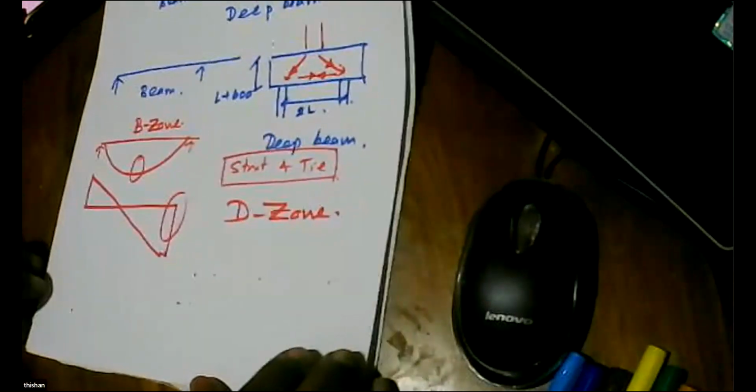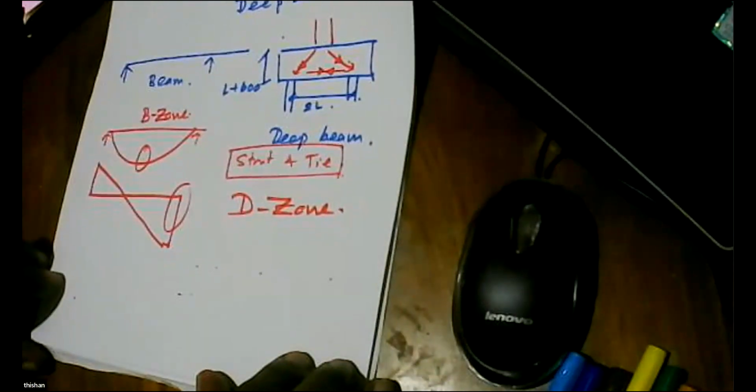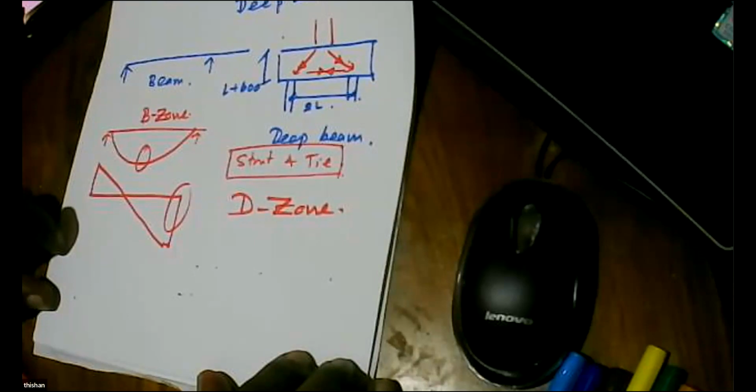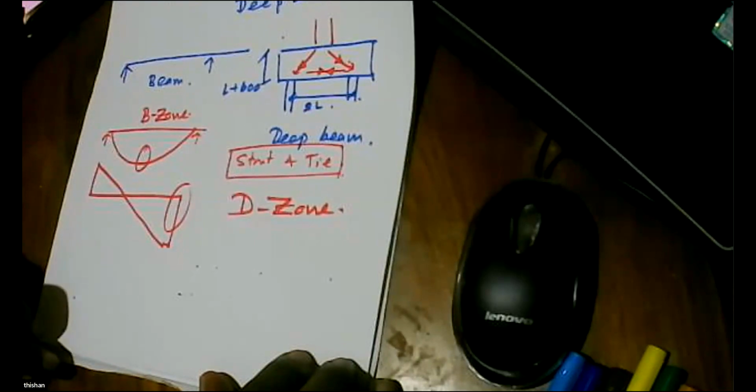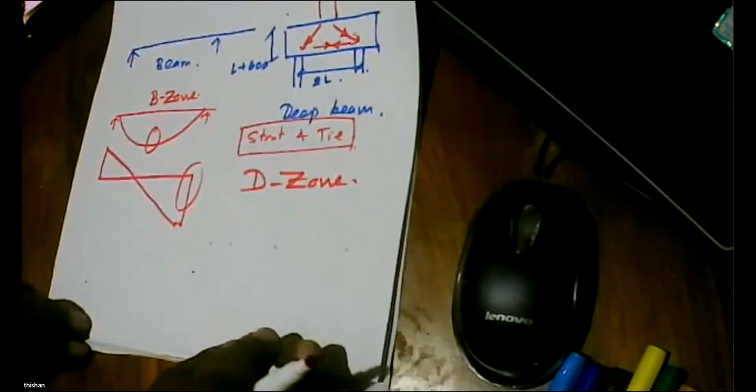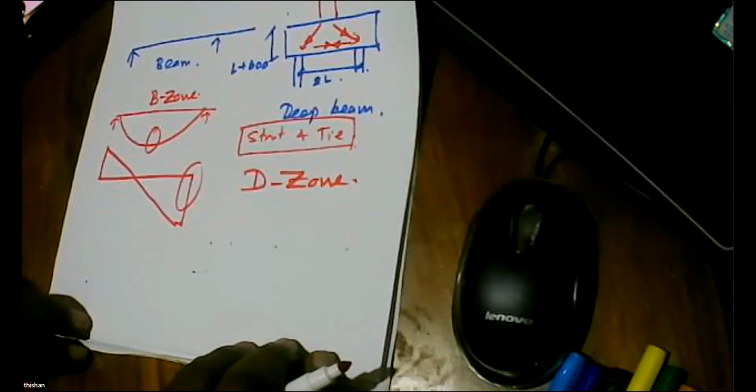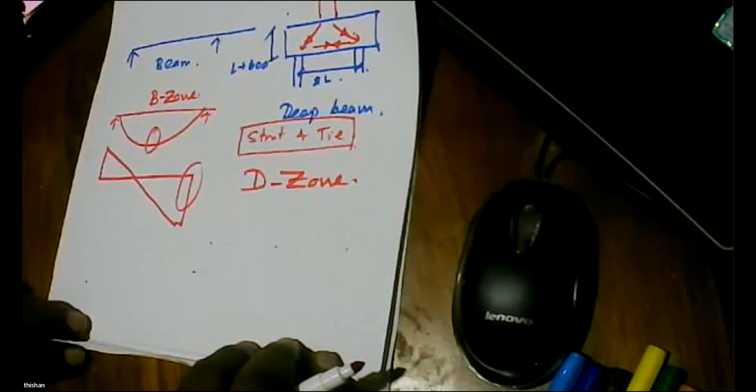BS 8110 was not very strong on B zones and D zones. They don't talk at all. They talk about strut and tie. They talk about the solution, not the problem. Eurocode is different. Eurocode talks about the problem. What is the problem? Plane sections do not remain plane. Shear and bending are acting together. So you need a solution.